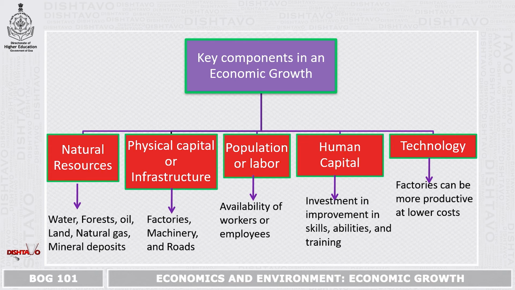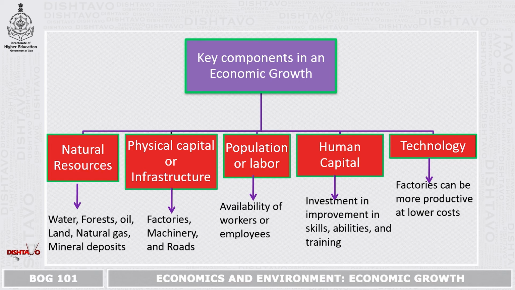Second one is physical capital or infrastructure. Here we deal with production in the factories, machineries, road constructions. These are some of the physical structures we take into consideration as far as economic growth is concerned. Third one is population or labor. Here, the availability of workers or employees plays an important role. If the workers of that particular country are not functional, then the economic growth will be hampered.